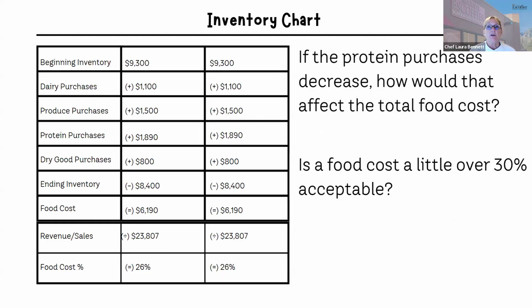Is a food cost a little over 30% acceptable? Yes, as long as your other costs and your labor costs are all balancing out to still afford you a profit. If you go a little bit over 30%, it's okay. You just don't want to go crazy with it. But if you go a little bit over and everything else balances out, you're fine.